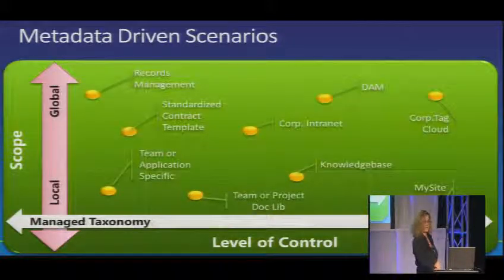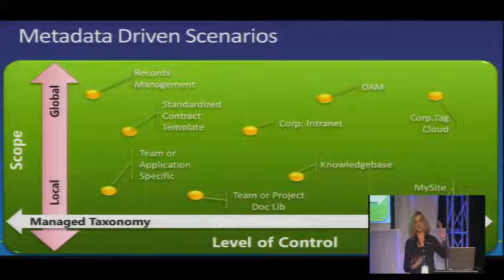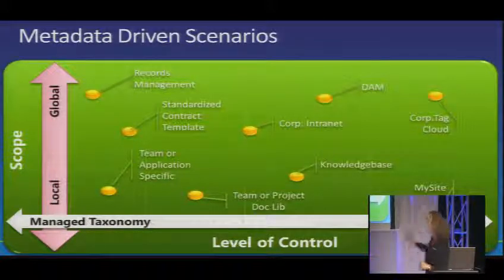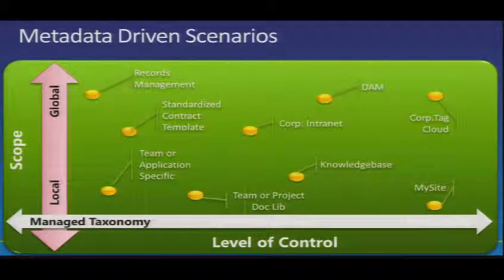This is a nice diagram, compliments of James Milne actually. It shows what you're using and what your level of control is with the scope of what you're doing. That says taxonomy, so that's very unstructured at that end and very structured at that end. So it shows the reasons why you'd use them in different areas.